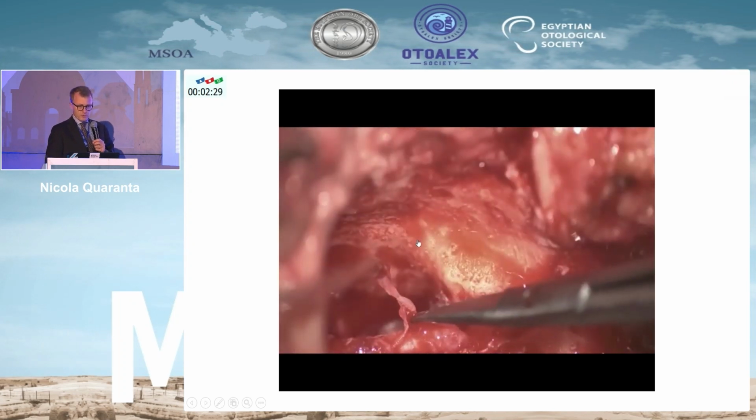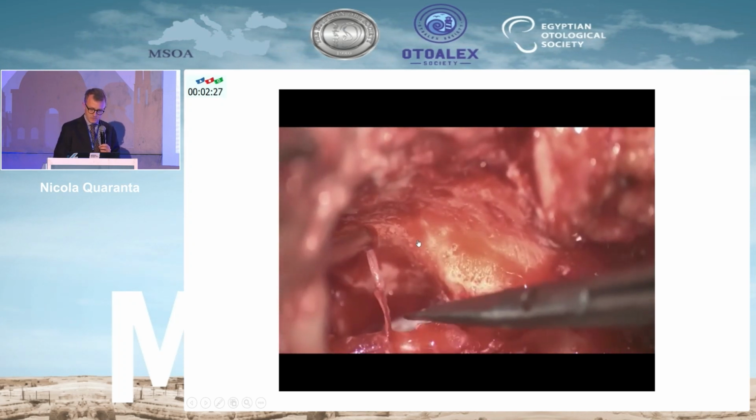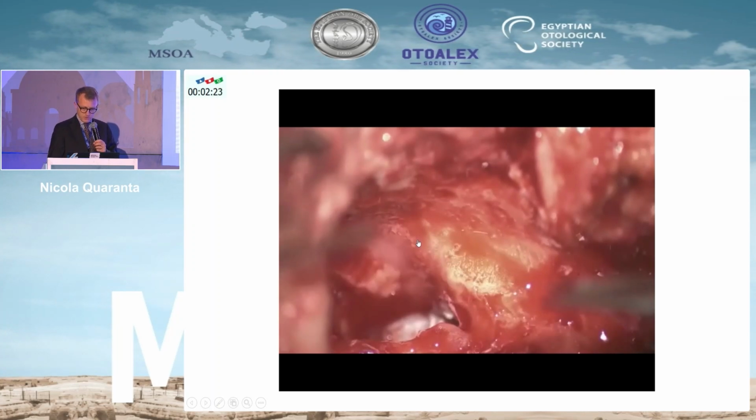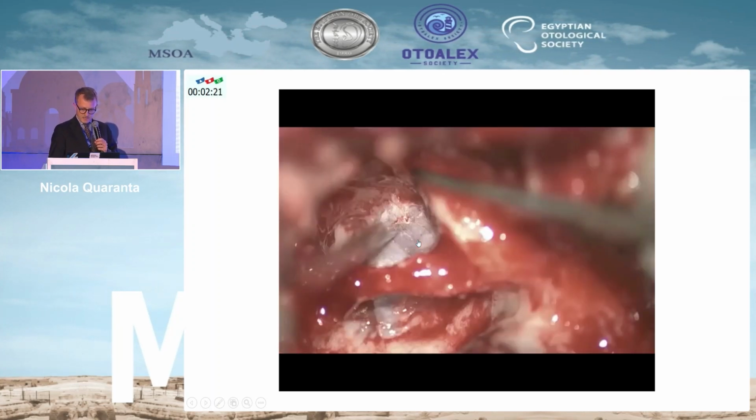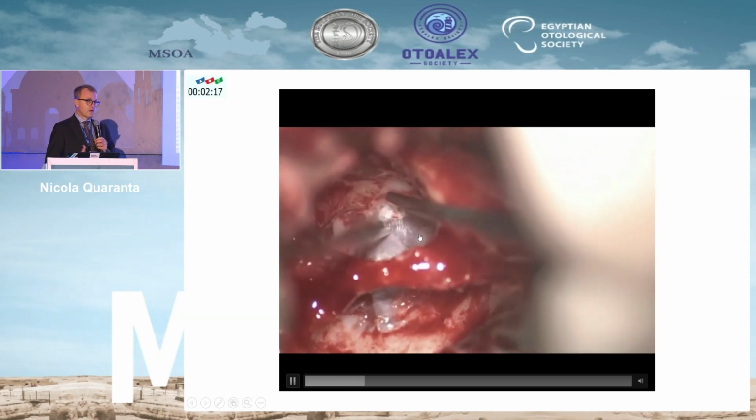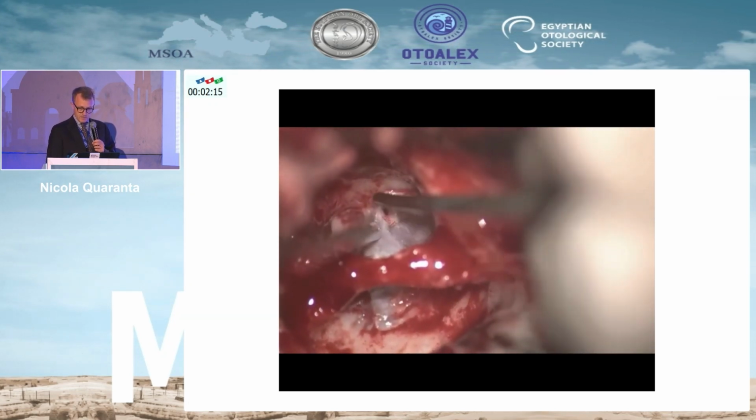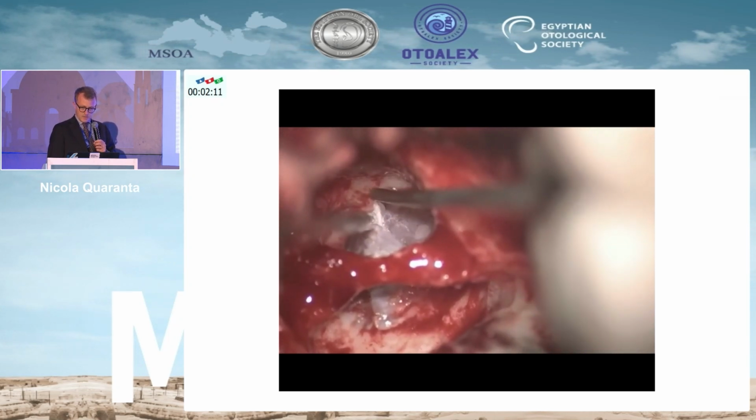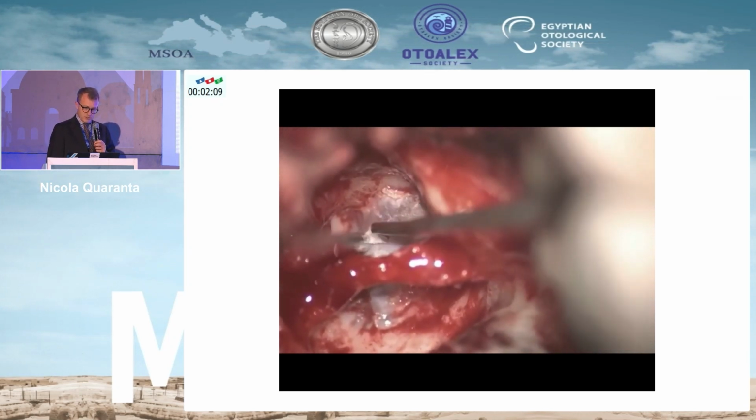So we try to remove as much cholesteatoma as possible and try to clean all the facial nerve without mobilizing it. And this is the last part, with the cholesteatoma that infiltrates the jugular bulb. Of course, since this was a dominant bulb, dominant sigmoid sinus, we couldn't be too aggressive.